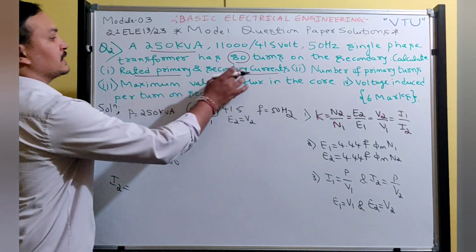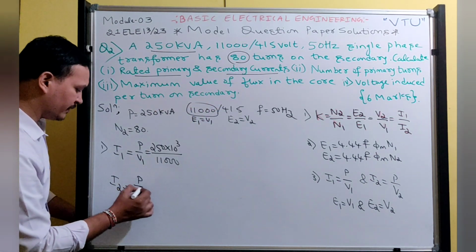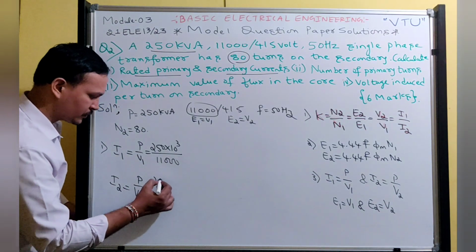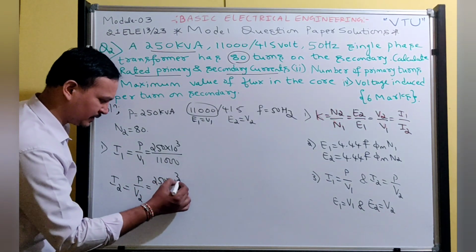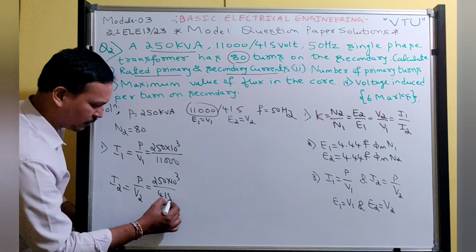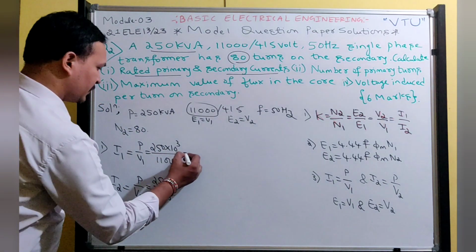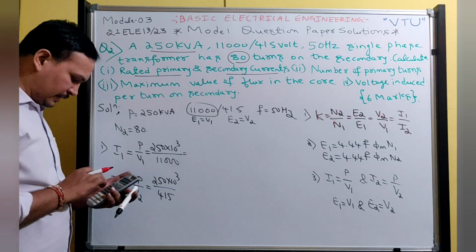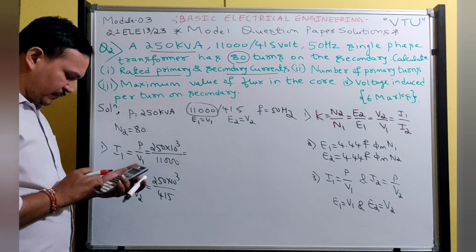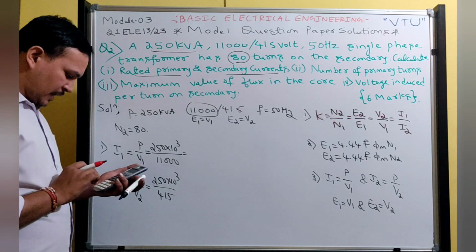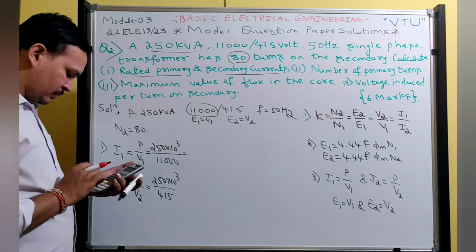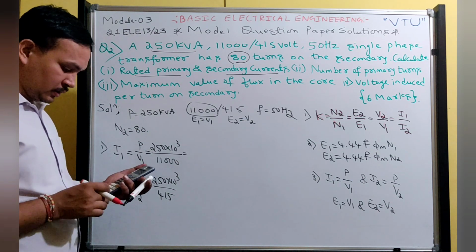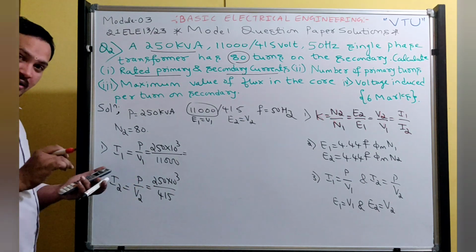Next is the rated secondary current. Power divided by, what is the equation? Power by V2. So 250 into 10 power 3 divided by, what is V2? 415. So let me calculate this. You also calculate and tell the answer to me. So 250 into 10 power 3 divided by 11 into 10 power 3. How much are you getting? I typed 110 here.